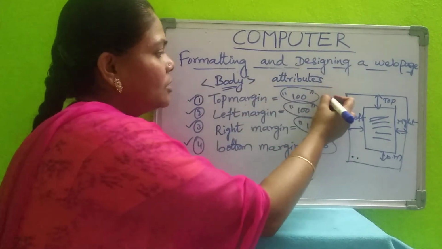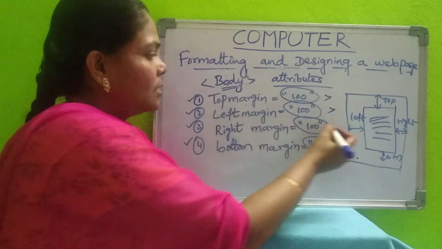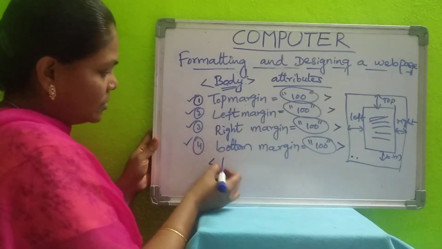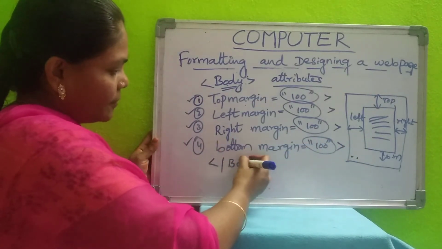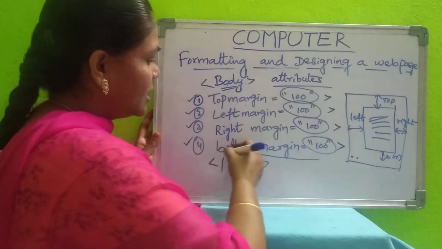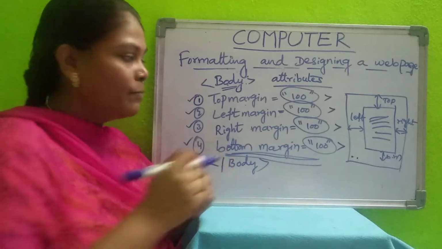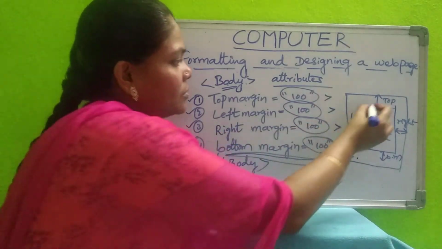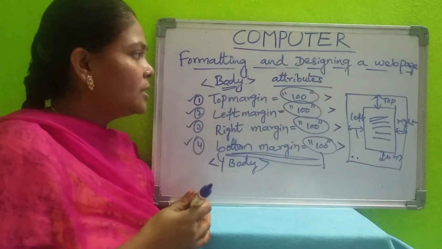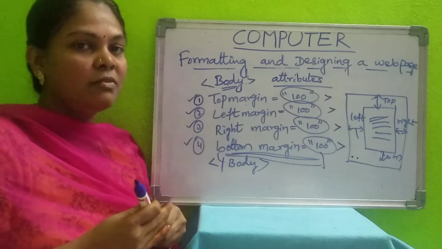Body, topmargin equals 100. Body, leftmargin equals 100. Body, rightmargin. Body, bottommargin. After that we have to close the body tag. Okay. Like this. Whatever text you want to write, you have to write here. After that you have to close the body tag. So for this text, those 4 margins will be given. Okay. So like this we use the attributes to display the text in the web page.